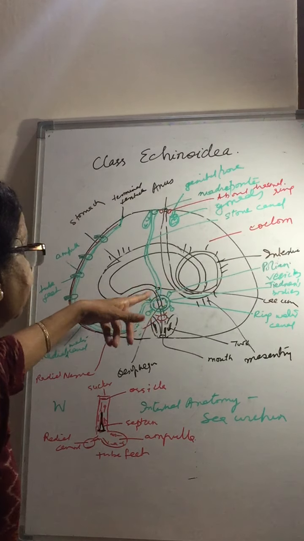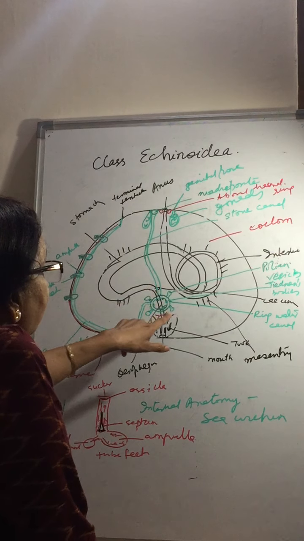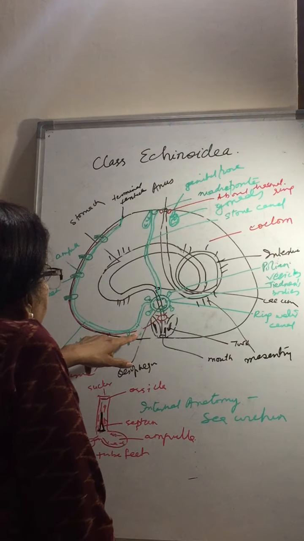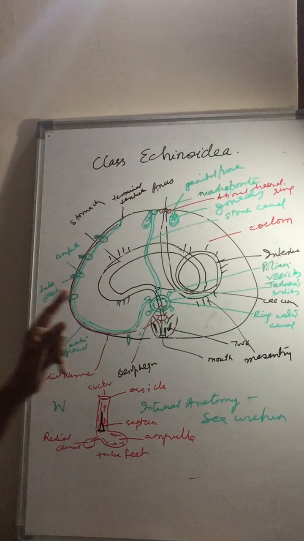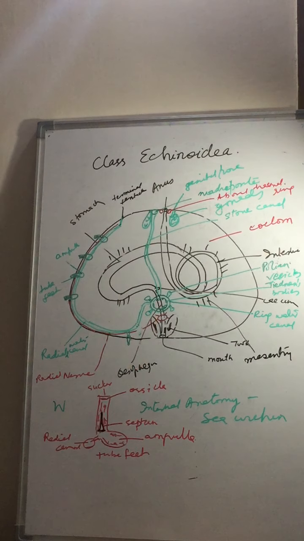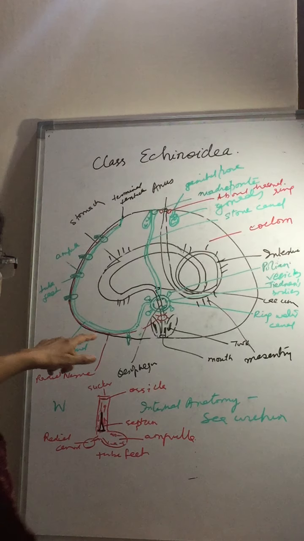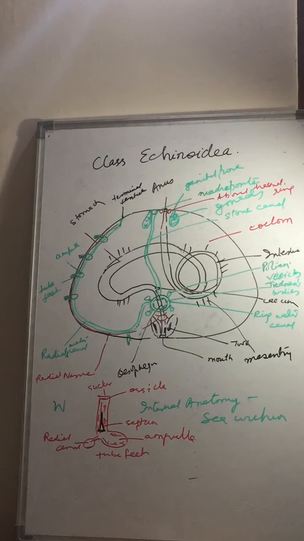The oral ring sinus, the perihemal ring sinus, is not there. So the radial perihemal sinuses which are in the ambulacral spaces are present, and they are present between the radial nerve and the radial water canal. So this radial perihemal sinus is present.